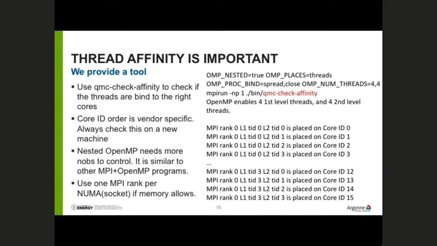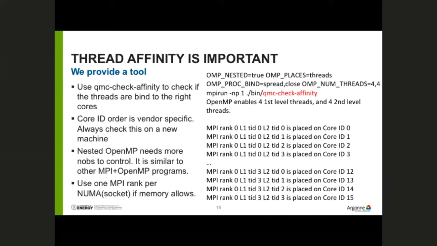So QMCPACK Affinity is to help you do this. It supports MPI ranks and also 2-level OpenMP. When you use nested OpenMP, you have to pay attention to the second level. If you don't use it, pay attention to the first level, and make sure these threads are bound to the right cores you need.